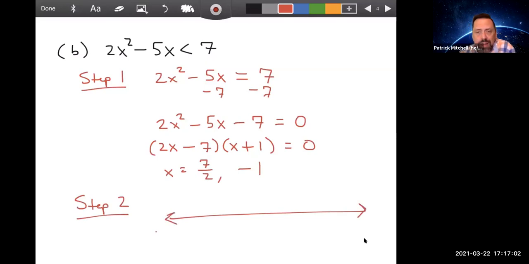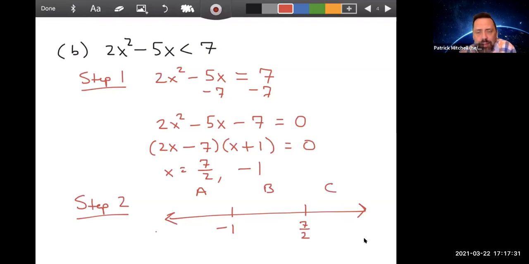Okay, so of course negative 1 would go first because it's less than 7 halves. All you really have to understand about 7 halves for that part is that it's positive. And 7 halves does happen to be 3.5, right? So it'll go over here somewhere. I'll need to know that when I start picking my test points. Okay, so once again, we have 3 regions, A, B, and C.